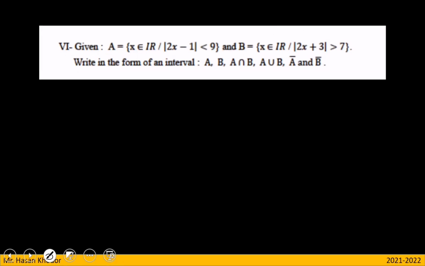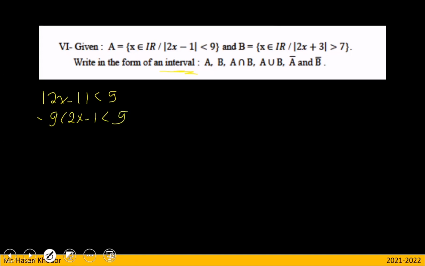We move now to exercise number 6. Now we have two sets, A and B. We have to write them in the form of an interval. In the first part A, we have to solve the inequality: the absolute value of 2x minus 1 less than 9. This means that 2x minus 1 is bounded between minus 9 and 9.